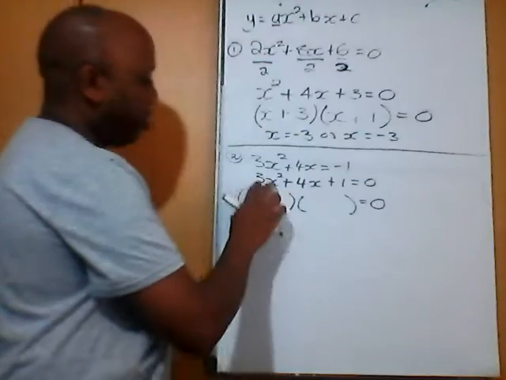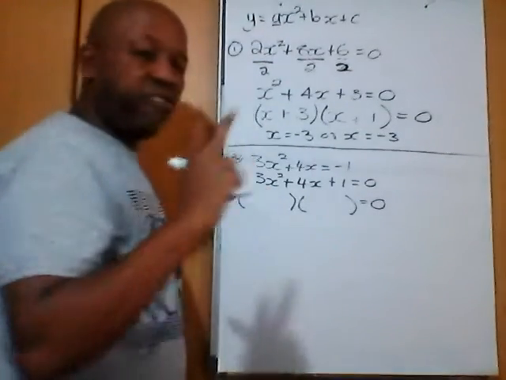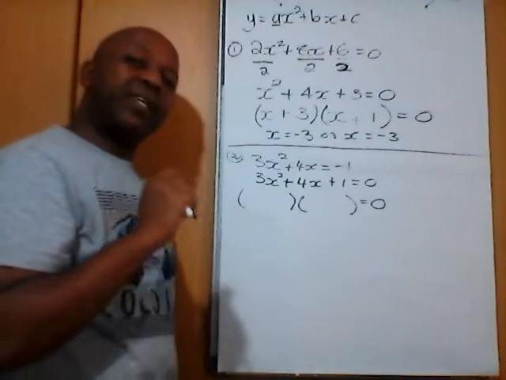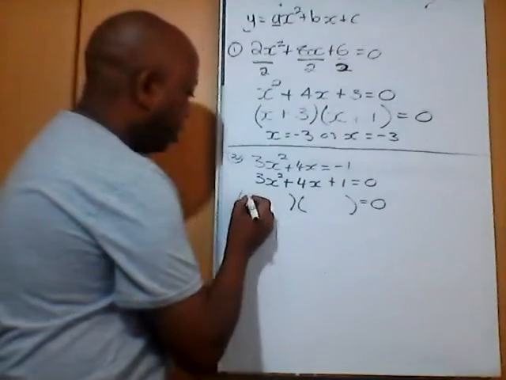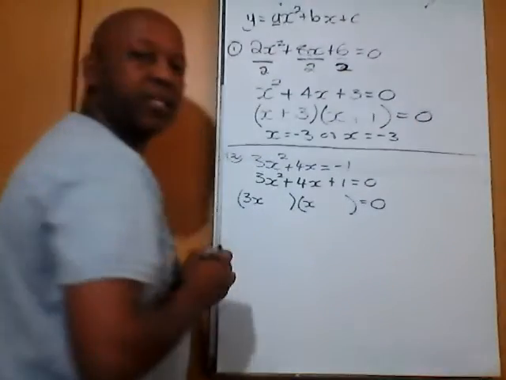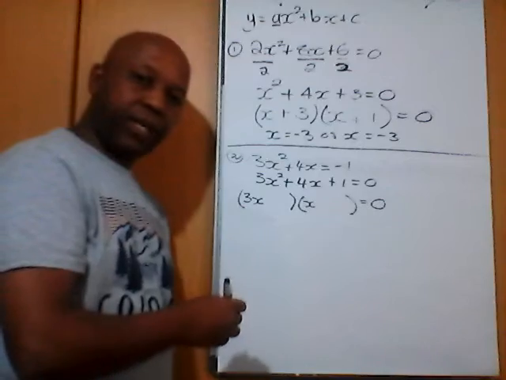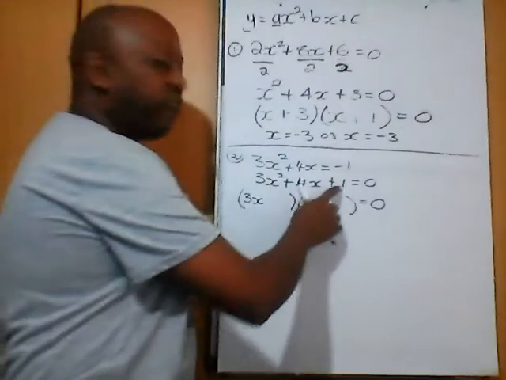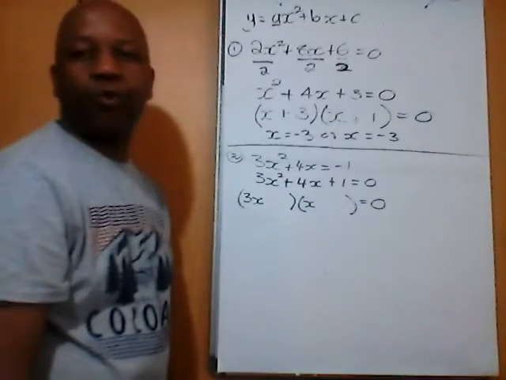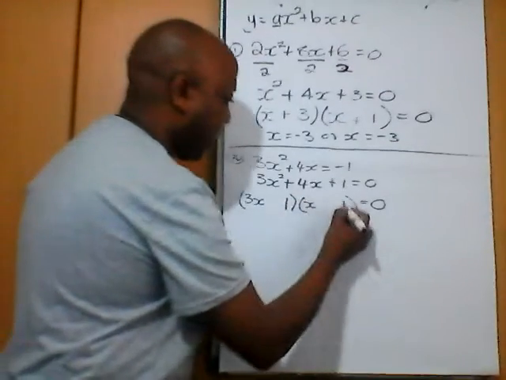It's equals to 0. Factors of 3x squared. What 2 factors were multiplied to give you 3x squared? So I'm going to put 3x and x. 3x multiplied by x gives me a 3x squared. Factors of 1, that's a no-brainer. It's 1 and 1. So factors of 1, it's 1 times 1.